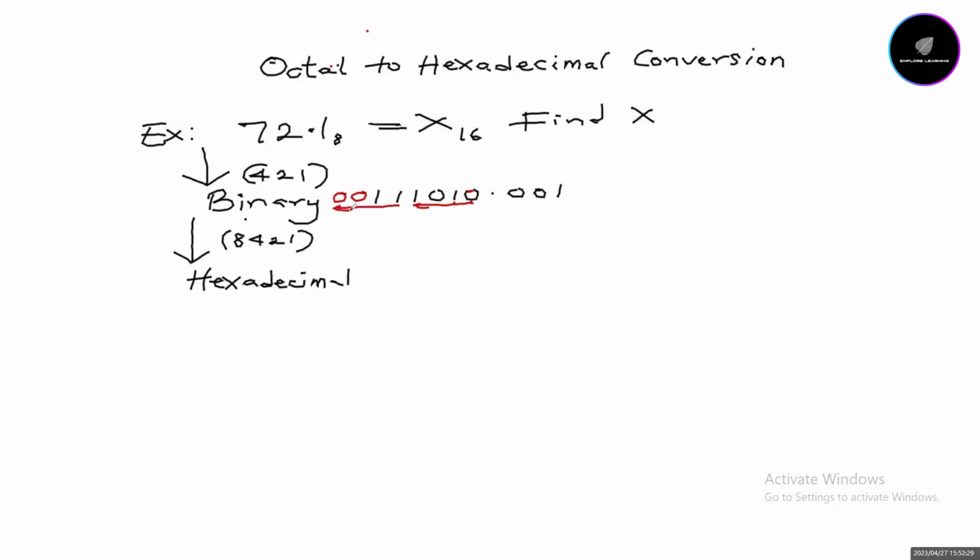Right, now let's group the digits after the decimal point. So we have to group to the right. In this case we have only 3 digits. We need to pad with 1 more 0 so that we can have 4 digits and then we can group accurately to the right.